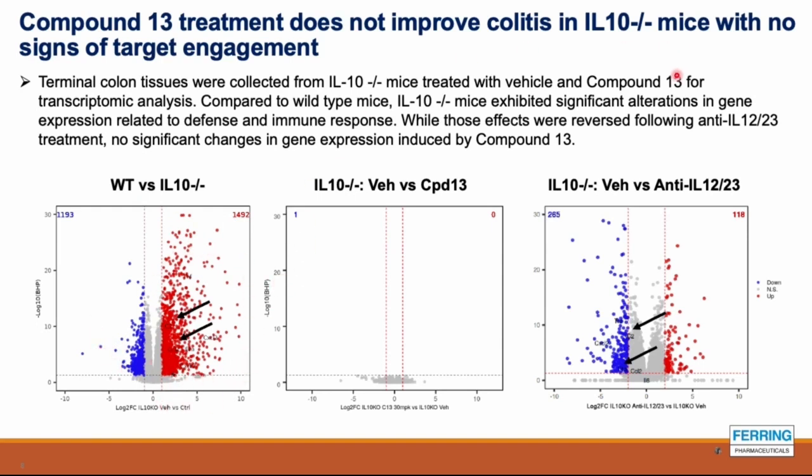In the control treated animals on the right, you can see that treatment with anti-IL-12, 23 also leads to a significant change in gene expression and a reversal of the effect seen in the IL-10 knockout mice. However, in the middle, in the compound 13 treated animals, you can see we were not able to measure any significant changes in gene expression, suggesting a complete lack of target engagement.